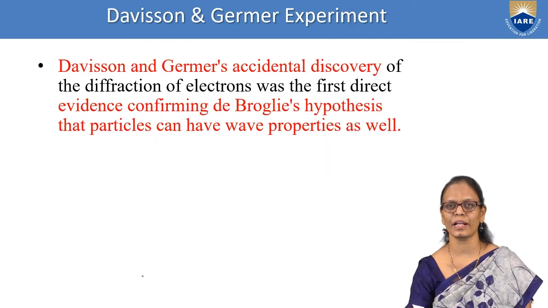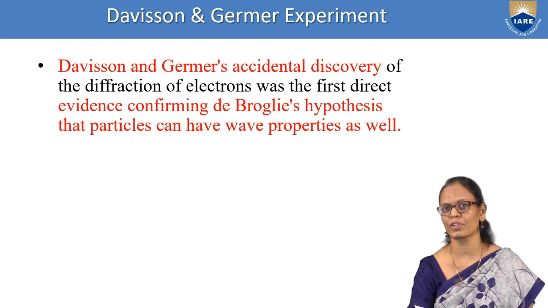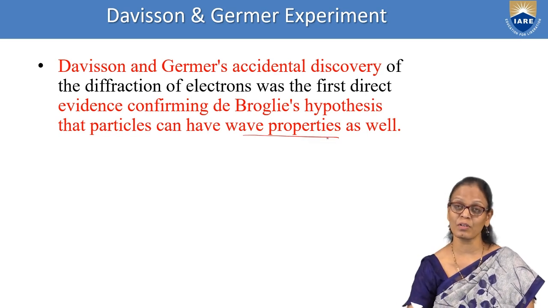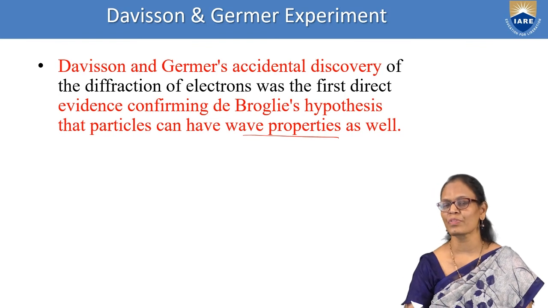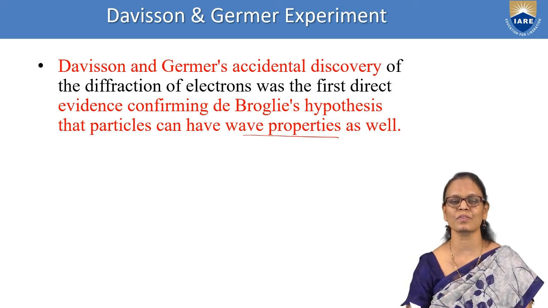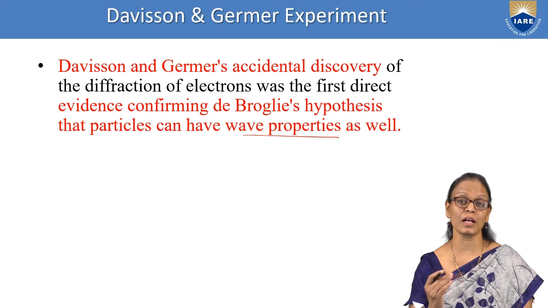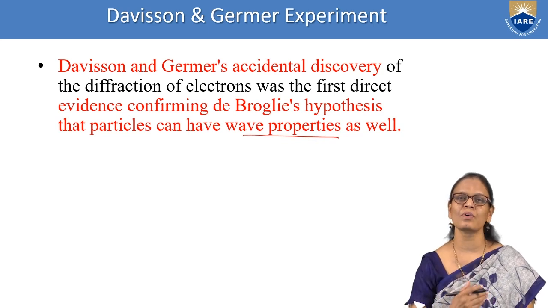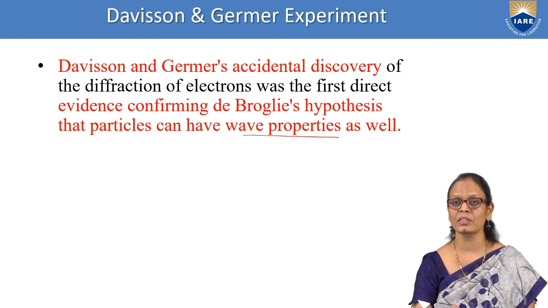So what he concluded is that this accidental discovery of diffraction of electrons was the first evidence confirming de Broglie's hypothesis that particles can have wave properties as well. He did not set out to do an experiment to prove the wave nature. It was an accidental discovery because he was experimenting with an electron beam and wanted to study the surface of crystals. But while doing the experiment, he observed that these electrons were undergoing diffraction. So he thought, why not use this to prove the wave nature of electrons. This helped him confirm the de Broglie hypothesis that particles also can have wave properties.